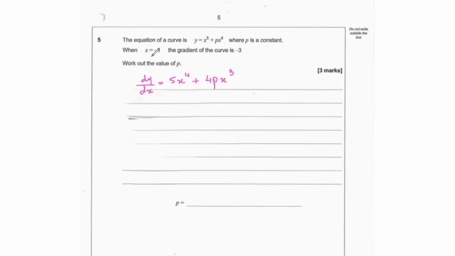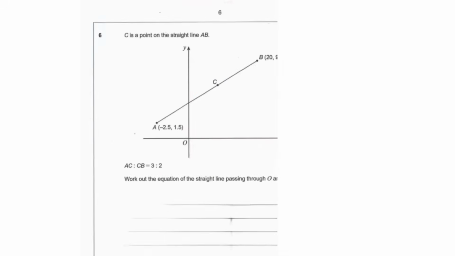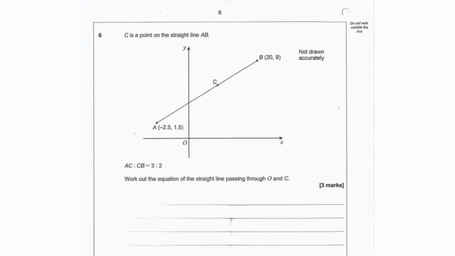So once we've differentiated it, we know that the gradient at x equals negative 1 is negative 3. So you put dy by dx equal to negative 3 and replace x with negative 1. So 5 times negative 1 to the power of 4 plus 4p times negative 1 cubed. So that's going to be negative 3 equals 5 minus 4p. Negative 3 minus 5 equals negative 4p. That's negative 8 equals negative 4p. And negative 8 divided by negative 4 equals p, which is 2. So that's your answer.